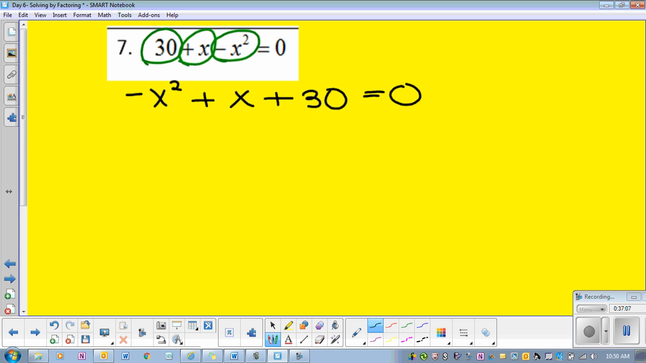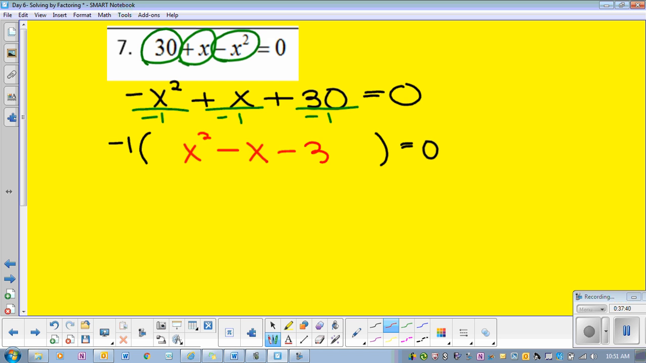Is there a GCF? No. Ah! 1. What is it starting with? Negative. You do have a GCF because it's that negative 1. Remember, we don't like having a negative in the front. Gotta take that negative out. So let's divide everybody by negative 1. We have x squared minus x minus 30. Remember, this GCF is going to wait.